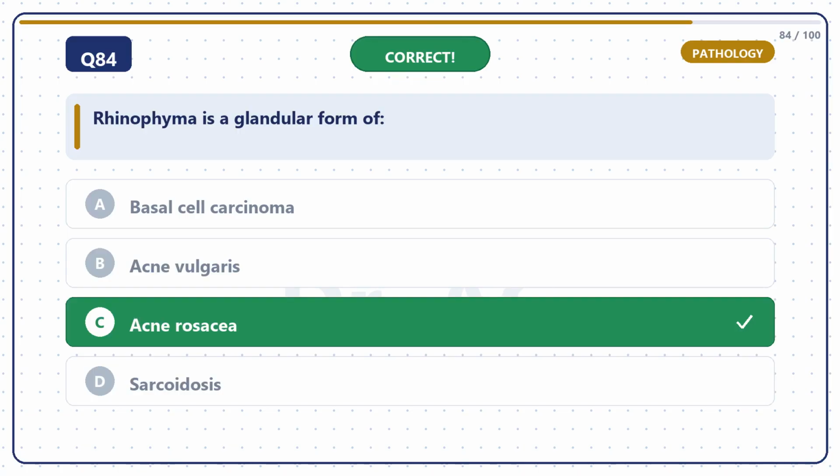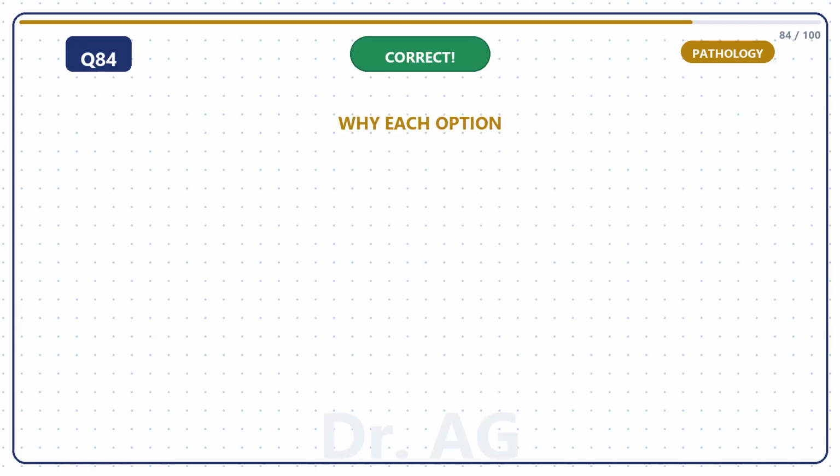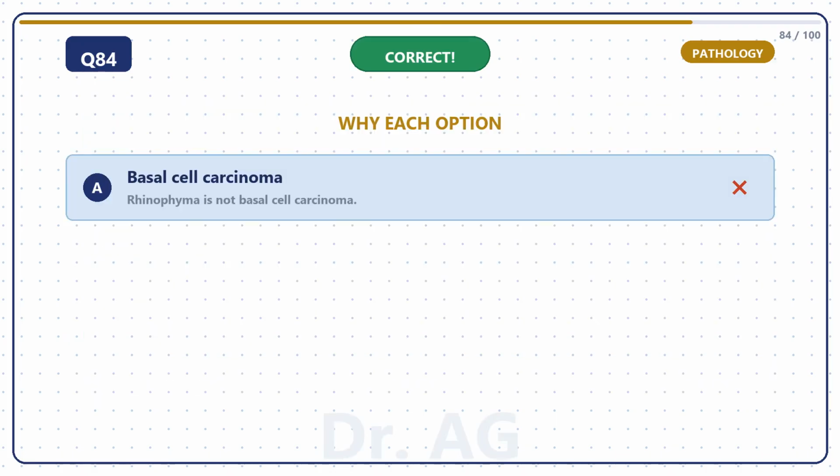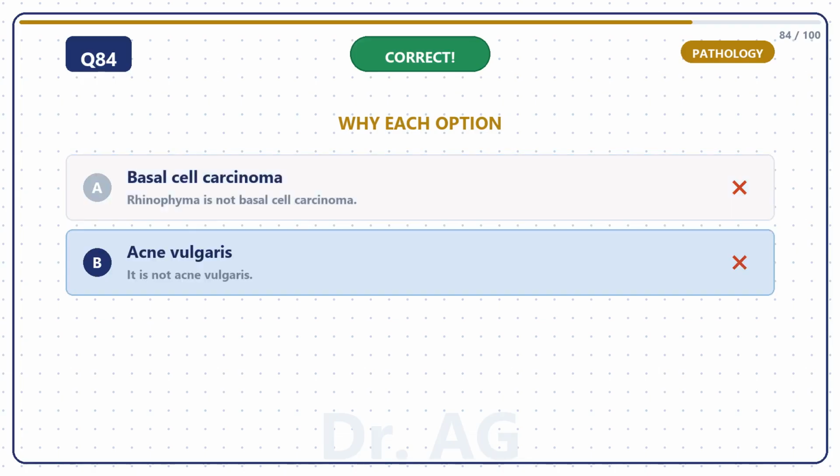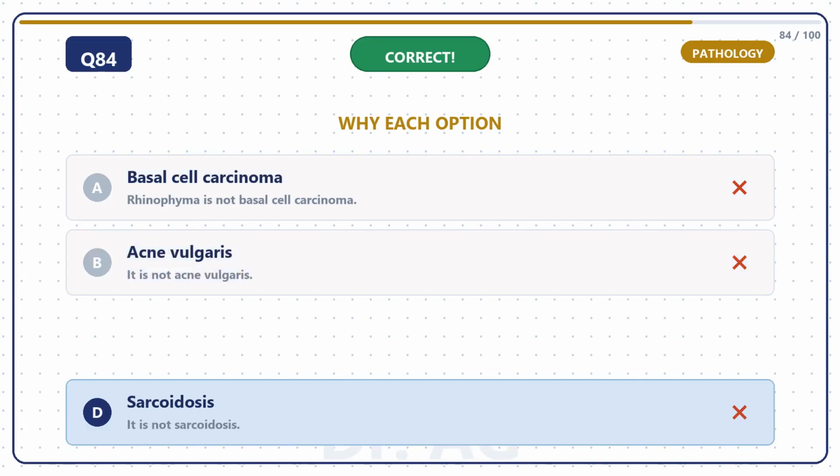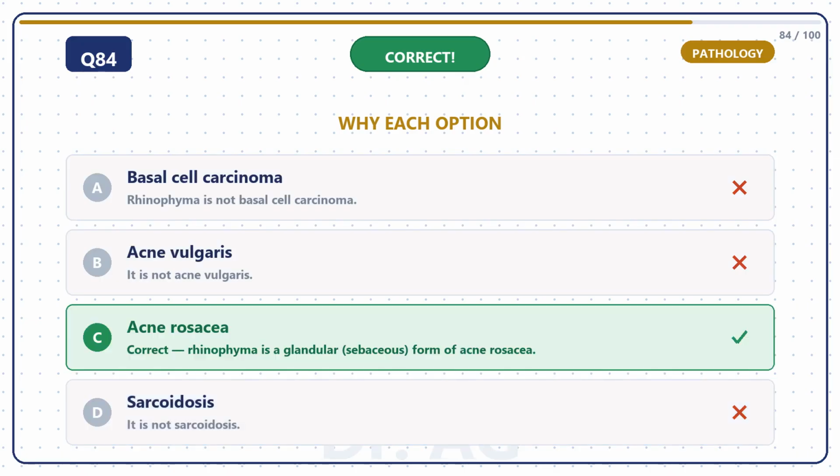The correct answer is option C, acne rosacea. Let's go through the options. Basal cell carcinoma. Rhinophyma is not basal cell carcinoma. Acne vulgaris. It is not acne vulgaris. Sarcoidosis. It is not sarcoidosis. And the correct answer is acne rosacea.